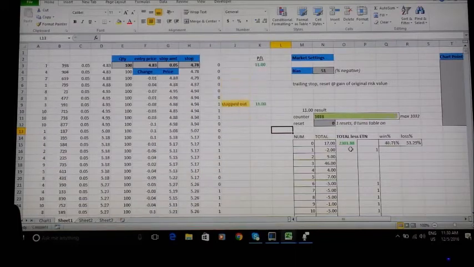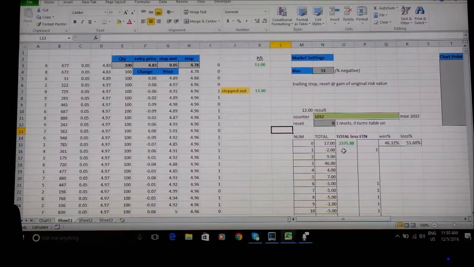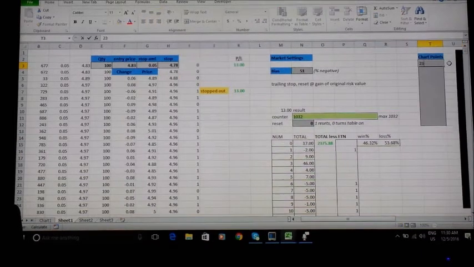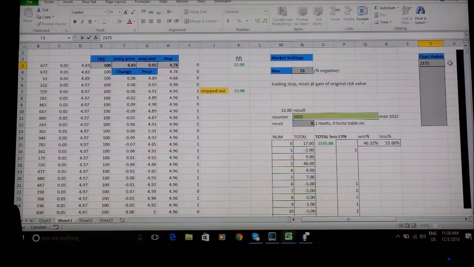So just so you know, we'll just get it up to the maximum. There's 1,032 trades, and the net result is $23.75 and 88 cents. And we can just record that here, $23.75.